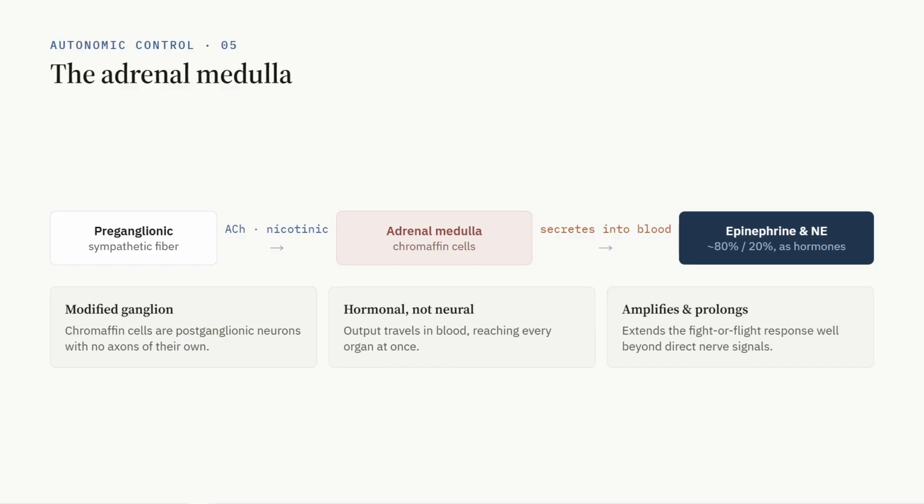Why does this matter? Because it converts a local nerve signal into a body-wide broadcast. Every organ with the right receptors gets the message at once, and the effect lasts far longer than direct nerve firing. That's why the adrenaline surge from a scare lingers for minutes after the danger is past. It amplifies and prolongs fight or flight.